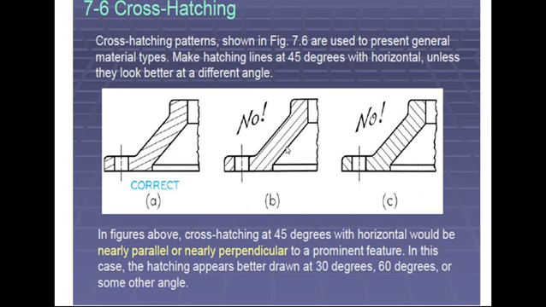So these two are wrong and one is the correct method. Whenever you want to do hatching for any component, we are required to prefer this one. The angle must be 45 degrees, or maybe 30 degrees or 60 degrees.